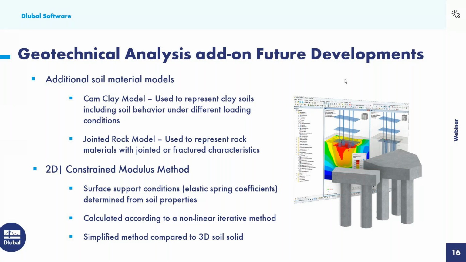And remember, I talked about the simplified approach versus the 3D solid in the PowerPoint way back when. Well, this refers to the simplified approach with just placing spring elements underneath the surfaces, for example, but we're going to calculate these spring coefficients or spring values automatically for you directly from the different soil properties. So this is certainly a more simplified method compared to what we saw today with that 3D soil solid, but could be a big advantage in some scenarios for your models if you wanted to take that more simplified approach.